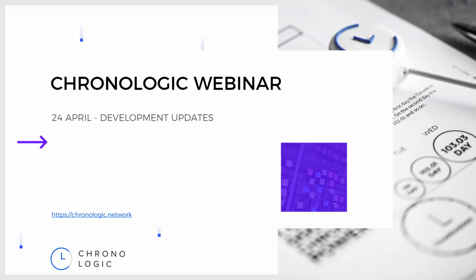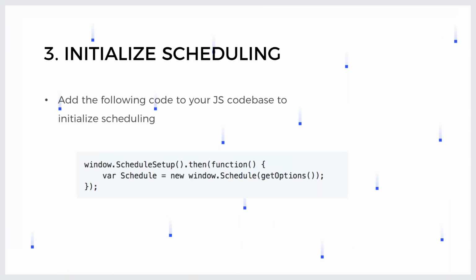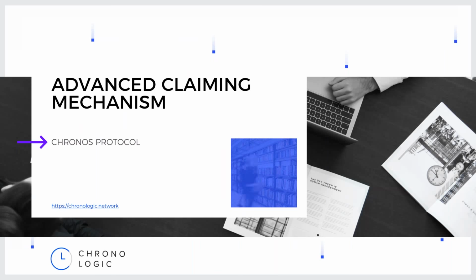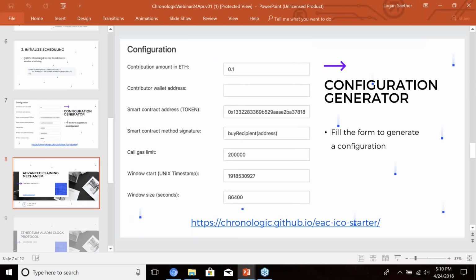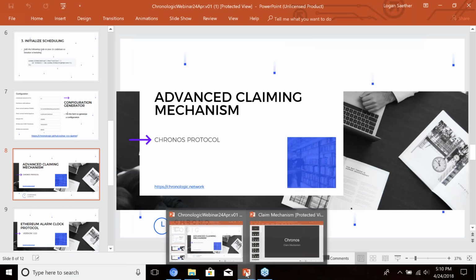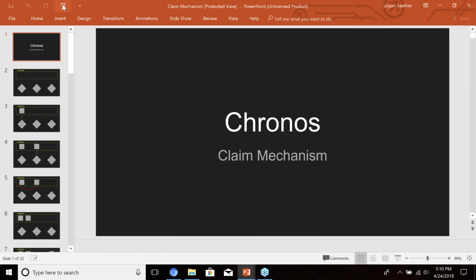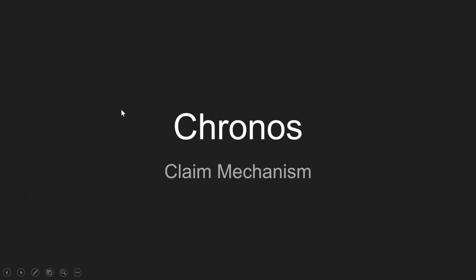So moving forward, we've also been working on the Chronos protocol, namely the claiming mechanism. So I'll actually jump to another presentation here, and I'll walk you guys through what we've been working on for the claiming mechanism for Chronos. If you attended last week's webinar, you heard a little bit about how this works.